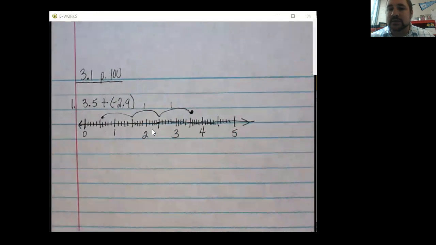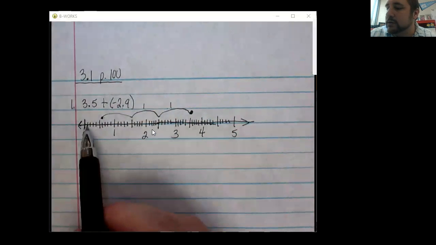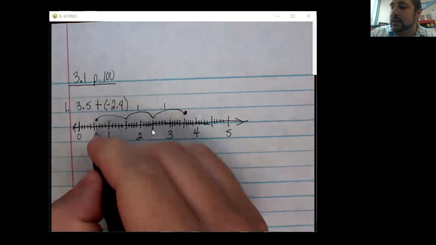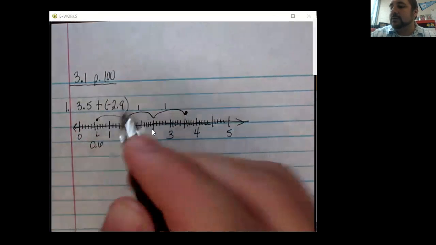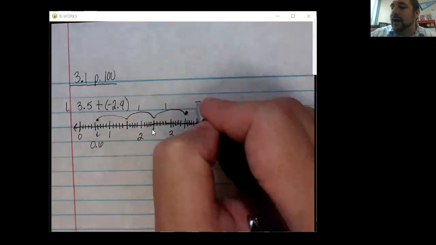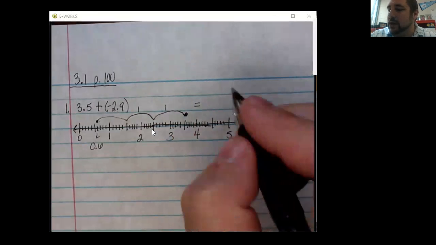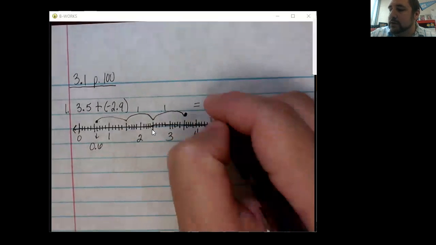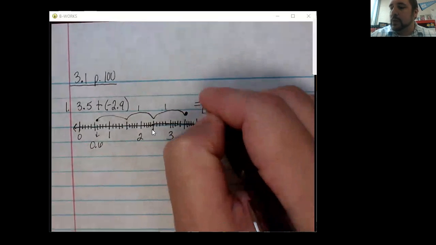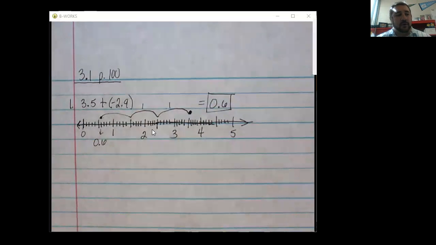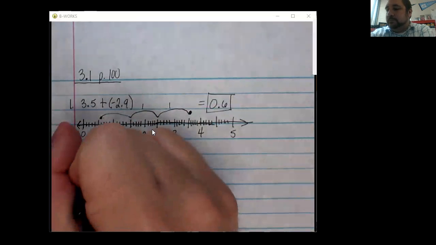So if we count by tenths, let's find where we're at. 1/10, 2/10, 3/10, 4/10, 5/10, and this is 6/10. So our answer then, 3.5 or 3 5/10 plus negative 2 9/10 equals 6/10. And yes, go ahead and write the 0 in front of it. All right, let's look at number 2.